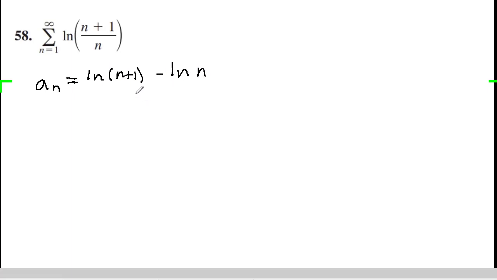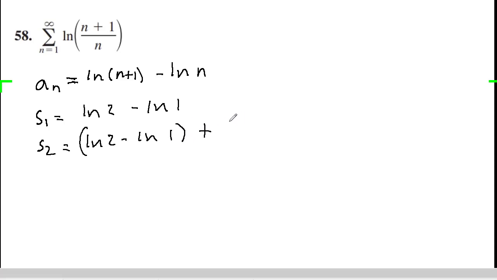And if you notice then, once I start looking at my sequence of partial sums, we're going to have a telescoping, because the terms are going to start canceling out, right? So this starts with n equals 1, so S sub 1 will just be the natural log of 2 minus the natural log of 1. S sub 2, you're going to take the natural log of 2 minus the natural log of 1, and then you're going to add to that the natural log of 3, now n is 2, minus the natural log of 2.